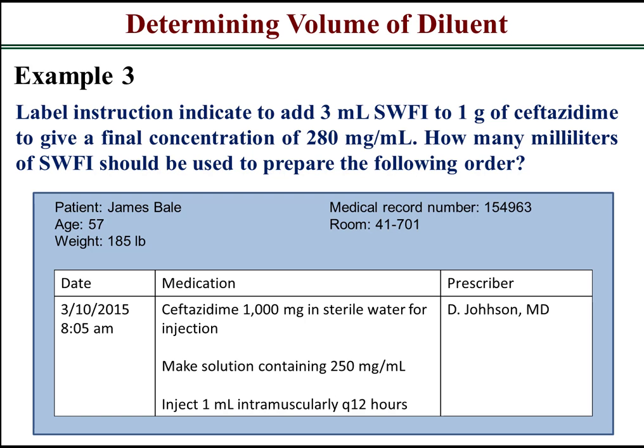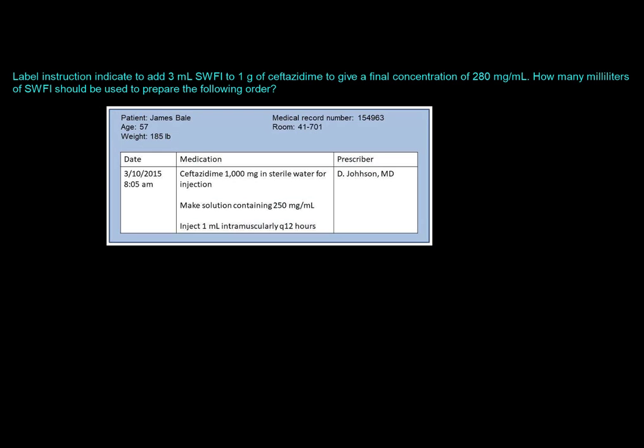Alright, so now let's look at the third example, where we are determining the volume of a diluent. The label instructions indicate to add 3 milliliters of sterile water for injection to 1 gram of ceftazidime to give a final concentration of 280 milligrams per liter. How many milliliters of sterile water for injection should be used to prepare the following order? Once again, you have quite a bit going on here. Let's just clarify what's going to happen.